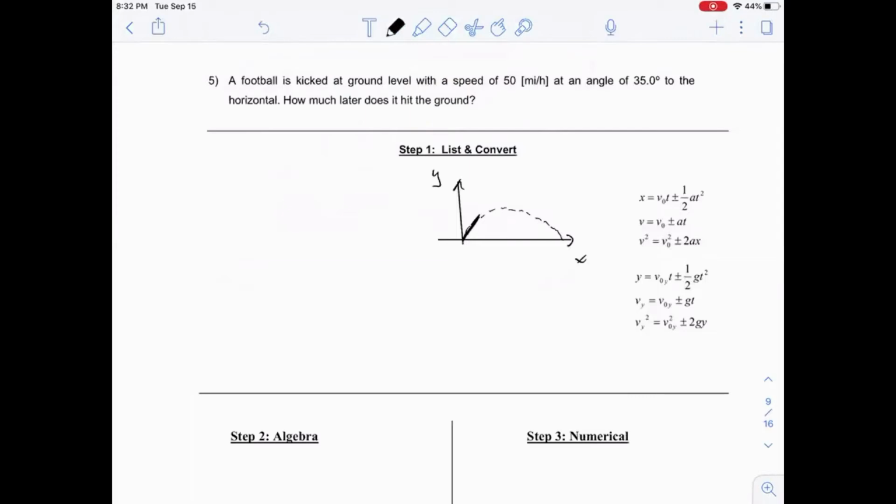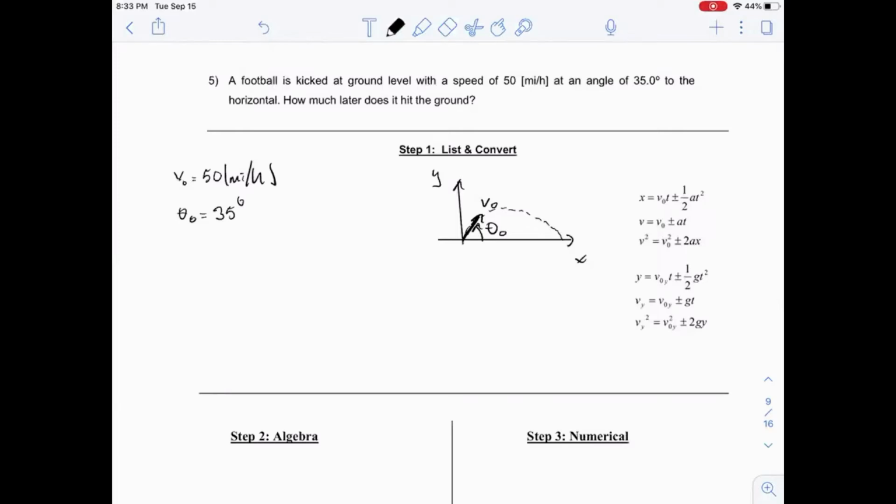It's being kicked with an initial velocity of 50 miles per hour. That's your initial velocity, 50 miles per hour, at an angle of 35 degrees. That's your angle, 35 degrees. So it says, how much later does it hit the ground?